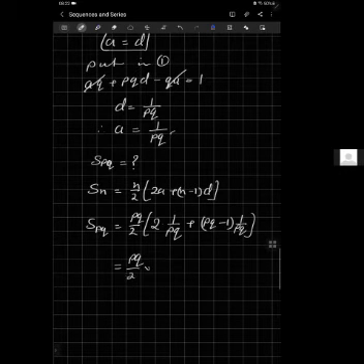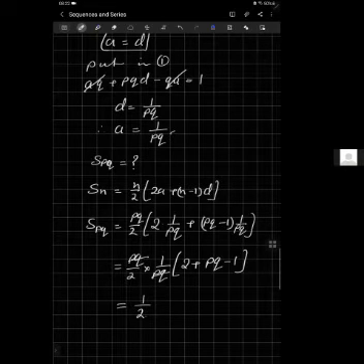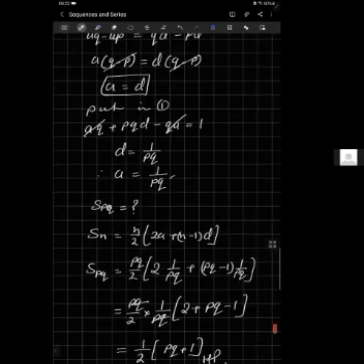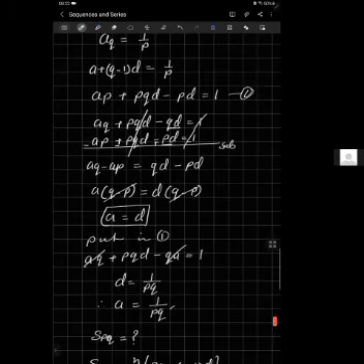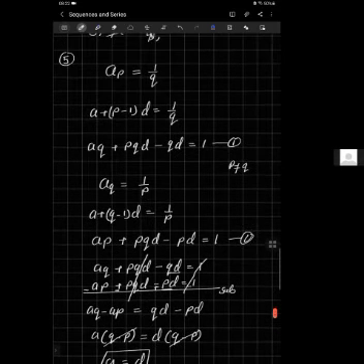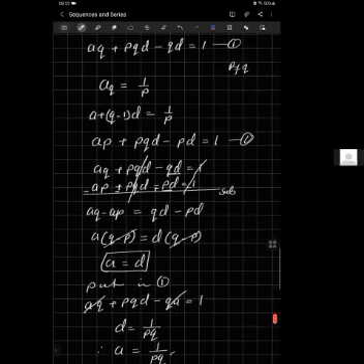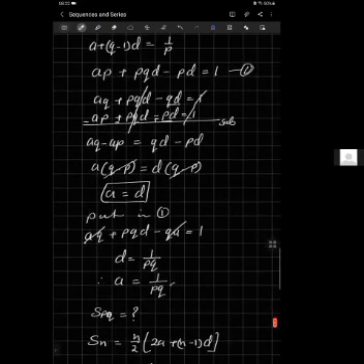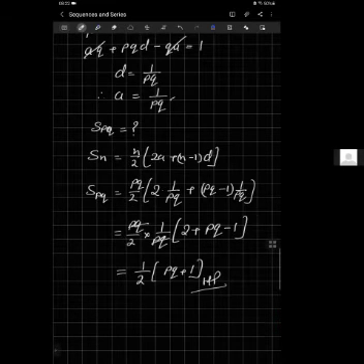PQ by 2 into 1 upon PQ. What is left? 2 plus PQ minus 1. That is 1 upon 2 into PQ plus 1. This only was the target to prove, hence proved. So we are able to see one of the very good and important questions, important from the examination point of view also. So you must practice it once, then only you will be able to understand, because it's not a very direct and simple question.